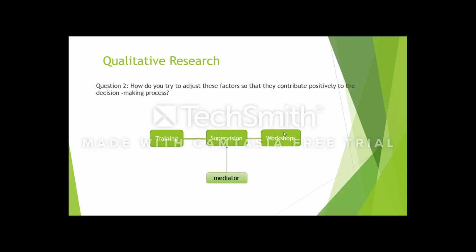The second question we asked in our interview is: how do you try to adjust these factors so that they can contribute positively to the decision-making process? We figured out 3 methods that have already been adjusted in the companies, that are training.